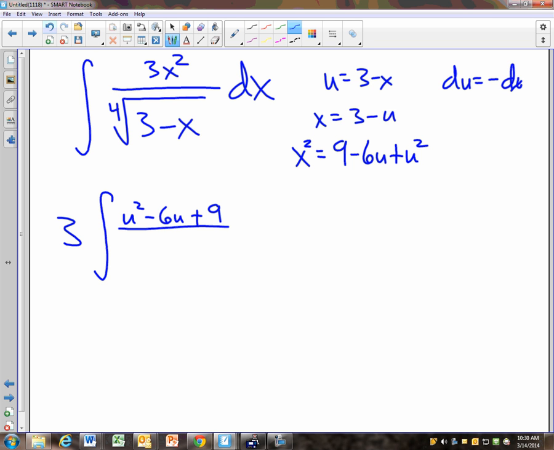Divided by what? The 4th root of u. So u to the 1/4. Right, like that. And then what do I replace dx with? Yeah, we've got, let's see, negative du is equal to dx. So I replace that dx with a negative du. So negative I'll put out there, like Emma said, and I'll put that du right there. Now you just take the antiderivative.